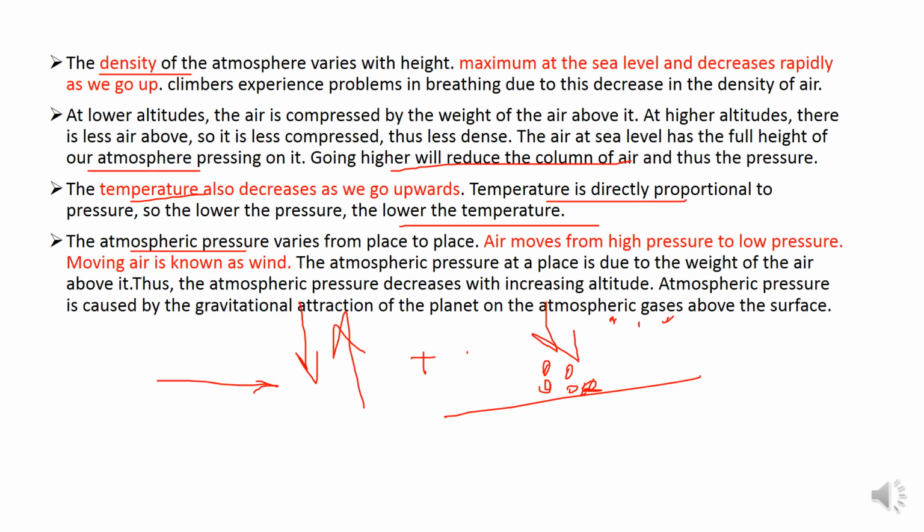Atmospheric pressure varies from place to place. Air moves from high pressure to low pressure. Moving air is called wind. The atmospheric pressure at a place is due to the weight of the air above it. Thus, the atmospheric pressure decreases with increasing altitude. Atmospheric pressure is caused by the gravitational attraction of the planet on the atmospheric gases above the surface.